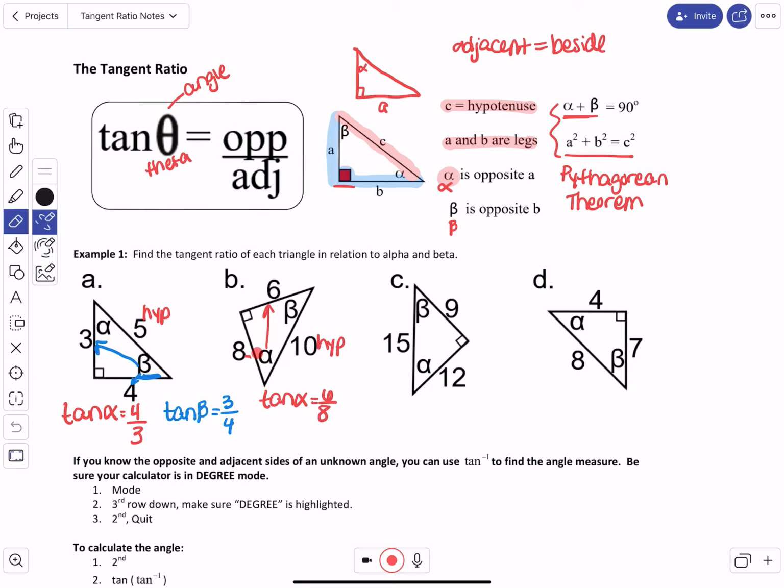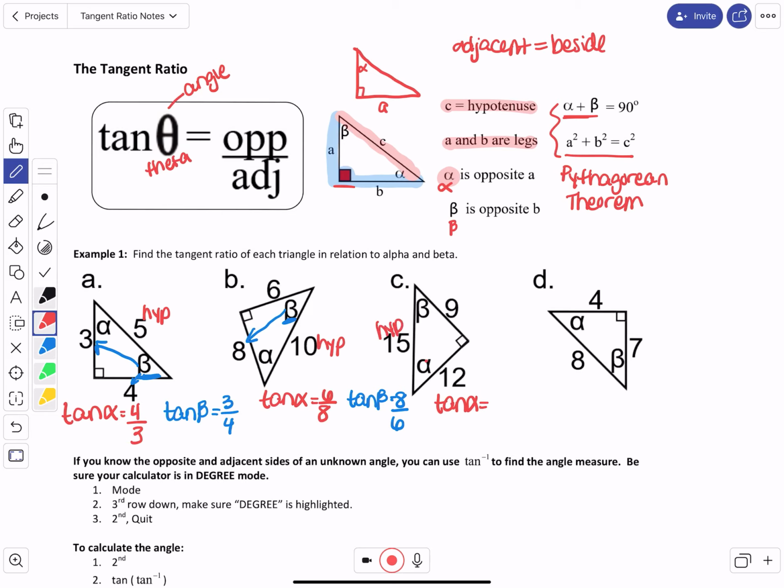Okay. All right, so now if we go to using beta, so if we're using beta, you go opposite, go across the triangle. So 8 is opposite, which means 6 is adjacent. Okay, so now if we do tangent of alpha on this one, so let's label hypotenuse first. 15 is our hypotenuse because that's our longest side. So opposite is going to be 9, which means 12 is adjacent.